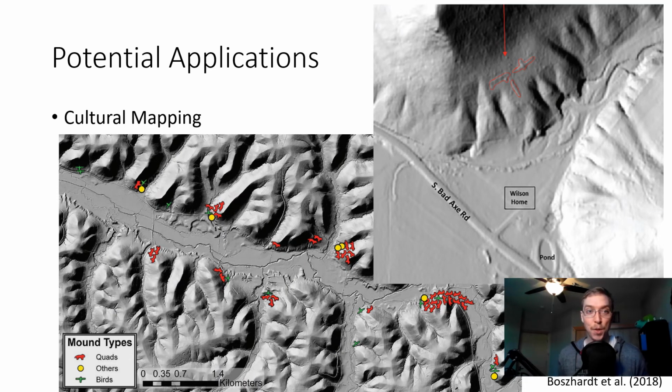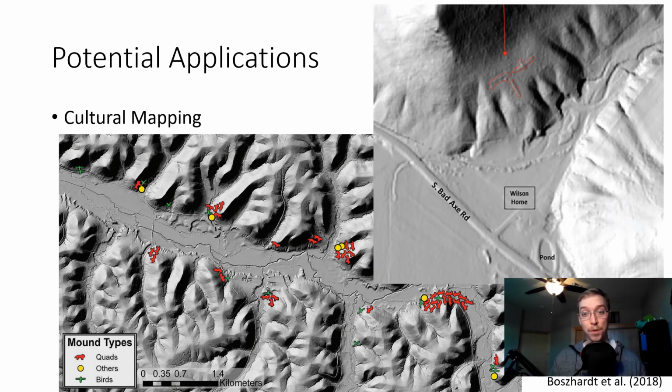Some other potential applications: cultural mapping. This is a really cool one. What we're looking at here is from Wisconsin, and these are effigy mounds that have been identified with LiDAR. Native American effigy mounds, and you see them along this river corridor here. They built them on the terraces above the river. Rivers are thoroughfares for the people that lived there, sources of food, sources of water, a way to travel quickly up and down.